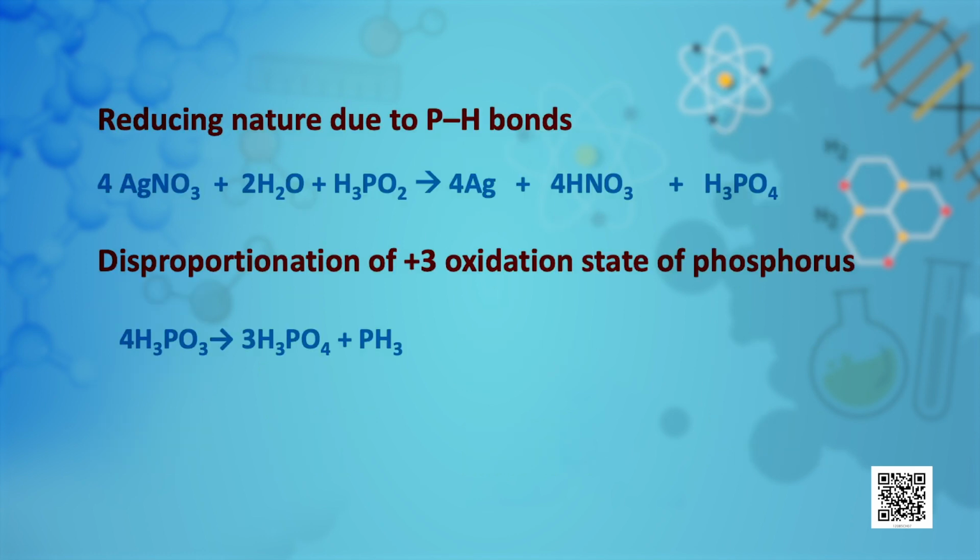Phosphorous acid, that is H3PO3, is a good reducing agent because it contains 2 P-H bonds and reduces, for example, silver nitrate to metallic silver. Acids in the +3 oxidation state of phosphorus tend to disproportionate to higher and lower oxidation states. That is why orthophosphorous acid on heating gives orthophosphoric acid, in which the oxidation state of phosphorus is +5, and phosphine, where the oxidation state of phosphorus is -3.